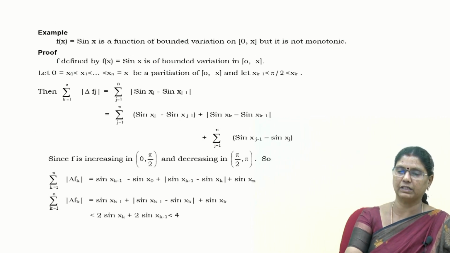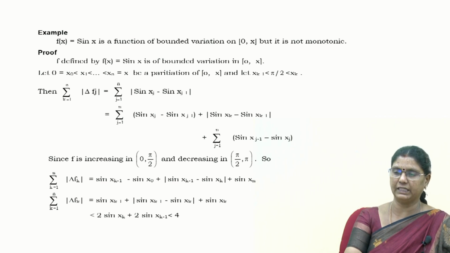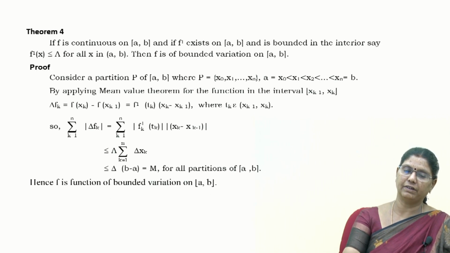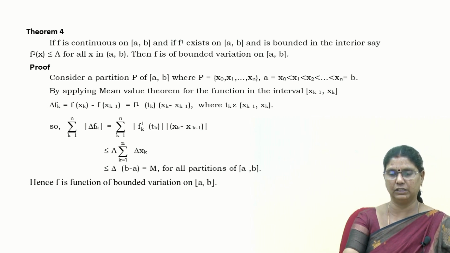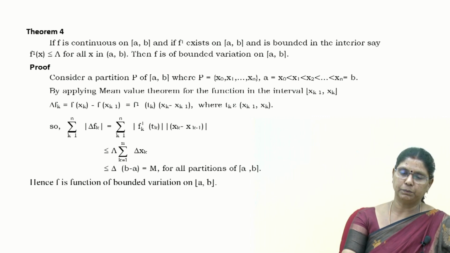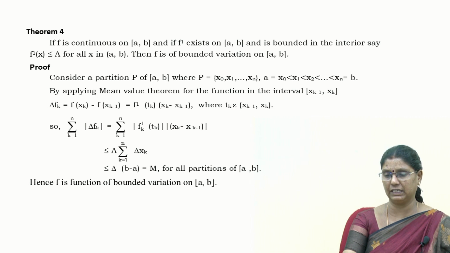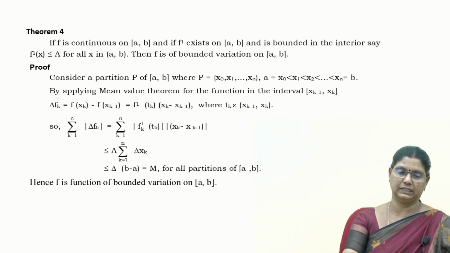Here is an example of a function which is of bounded variation, but it is not monotonic. The next theorem states that if f is continuous on the closed interval [a, b], and if f' exists on the closed interval [a, b] and is bounded in the interior, say |f'(x)| less than or equal to A for all x in the open interval (a, b), then f is of bounded variation on the closed interval [a, b]. To prove this, we consider a partition P of [a, b], where P is x0 to xn such that a = x0 < x1 < x2 < ... < xn = b.